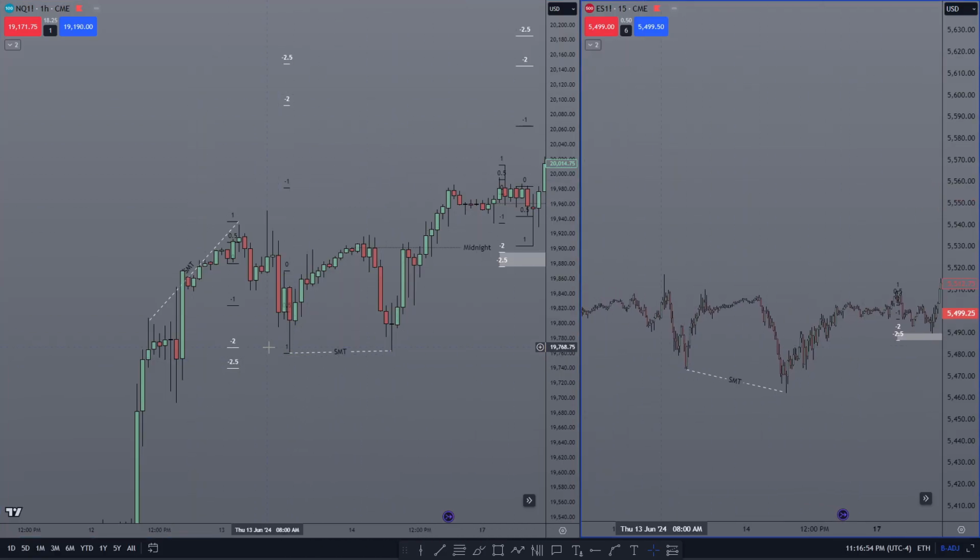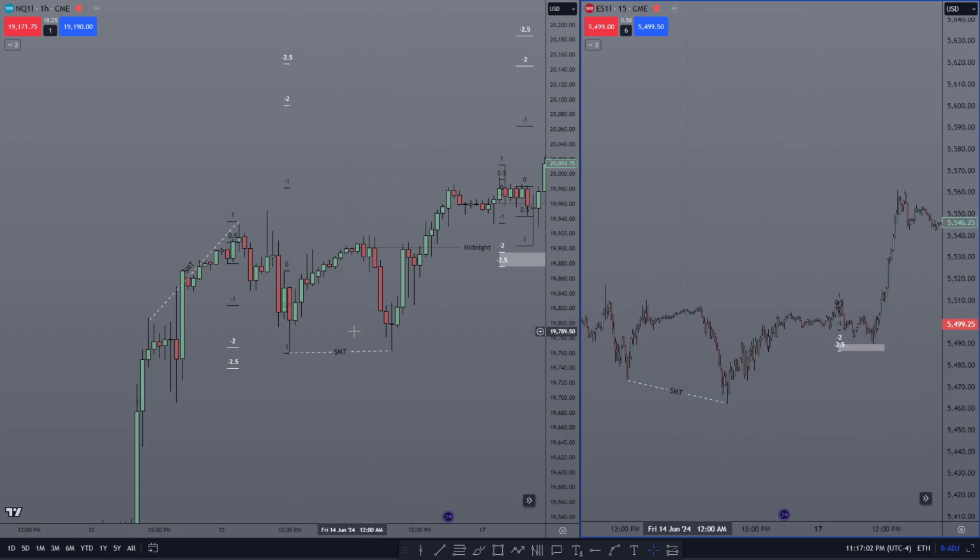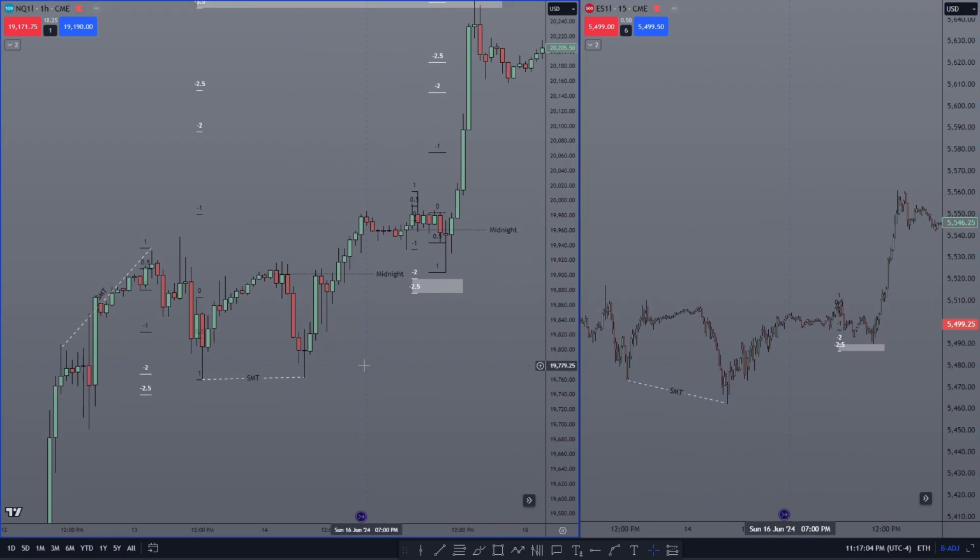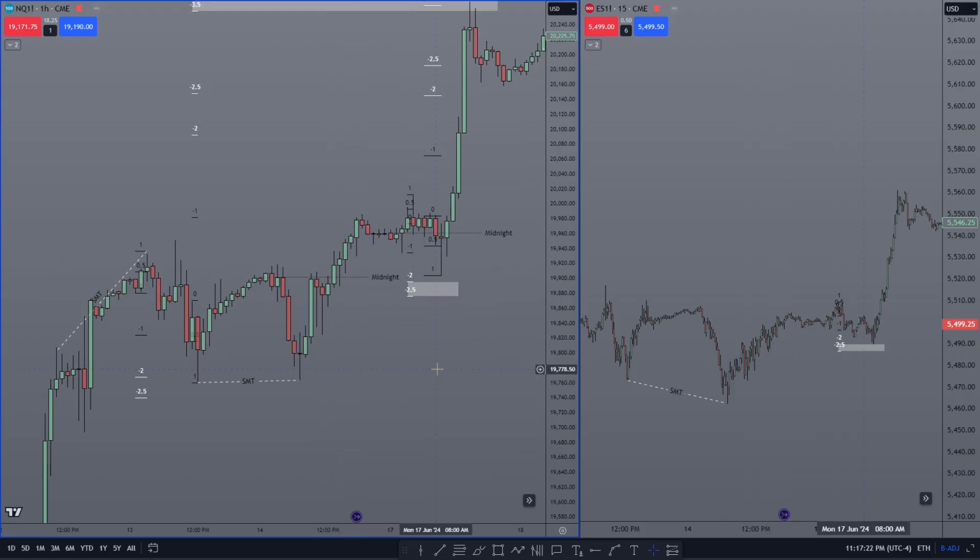As the NQ fails to make this lower low here, the ES clearly makes a lower low here, all right? So right there, that was telling you the NASDAQ was stronger, okay? The NASDAQ failed to make the lower low, and we were below midnight price at this time. And then you can see from this time, we rallied way above midnight price, okay? So using these things together are so key and can help you a lot.